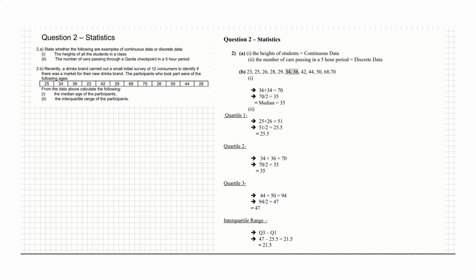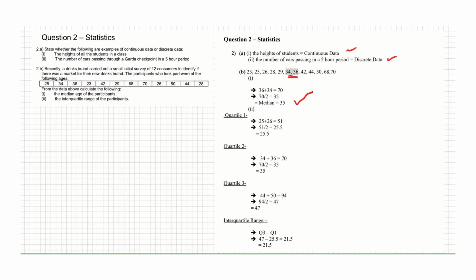Okay, for question 2, I've copied some of your stuff. So continuous and discrete, I'm happy enough. That's good. You wrote the numbers in order, and you highlighted the 2 middle numbers. You add them together, you divide by 2, you got the median correctly.